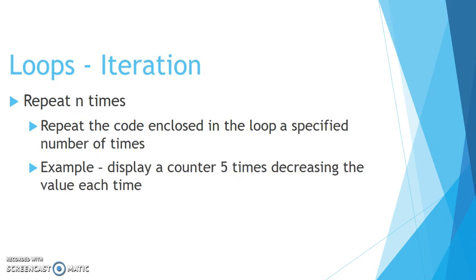If we look at repeat n times, this is where you repeat the code enclosed in the loop a specified number of times. So you know when you're starting that you're going to repeat this loop maybe 10 times or 100 times or whatever. An example for this might be displaying a counter 5 times, decreasing the value each time. For example, the countdown timer that you've already done, you could go back and make that into a loop, and that would be useful.